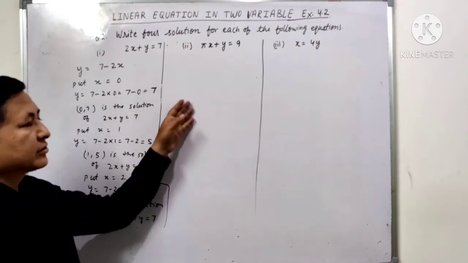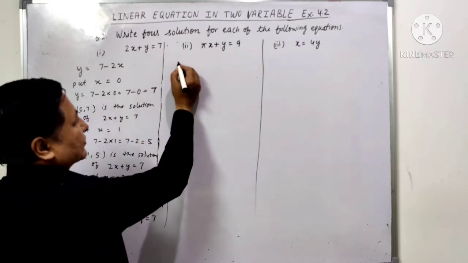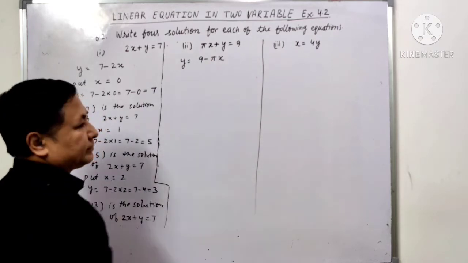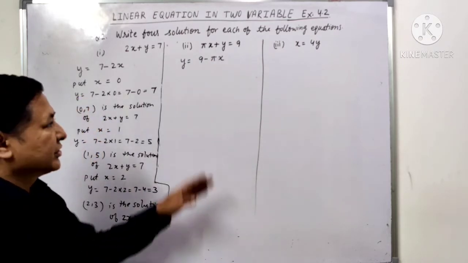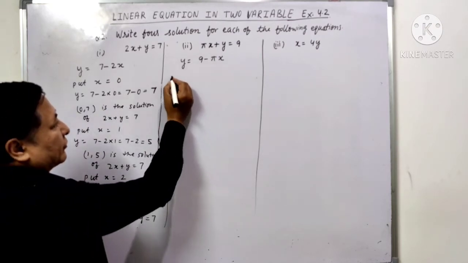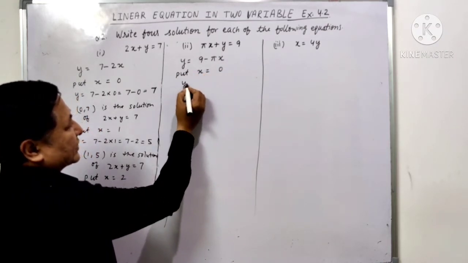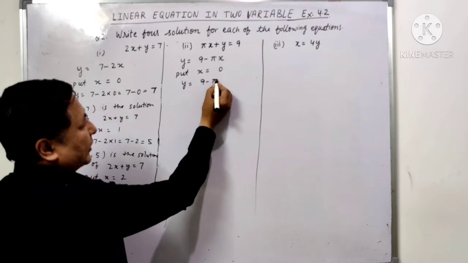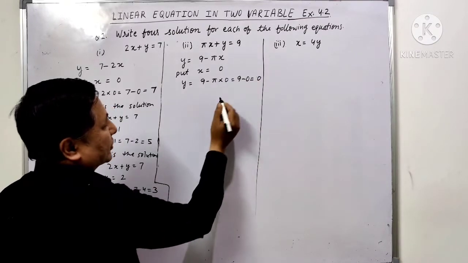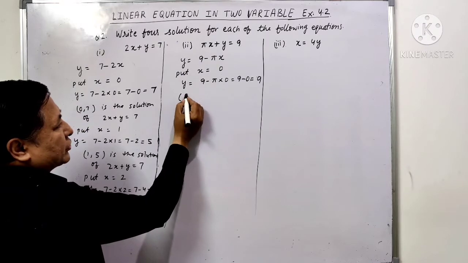So now we will take the next question, that is pi x plus y is equal to 9. In this we can write y is equal to 9 minus pi x. Now we have to find four solutions. Three solutions I will do for you, and one solution you will do yourself. First we will put x equal to 0. In that case y is equal to 9 minus pi into 0. So that becomes 9 minus 0, which is equal to 9. So the solution is (0, 9).